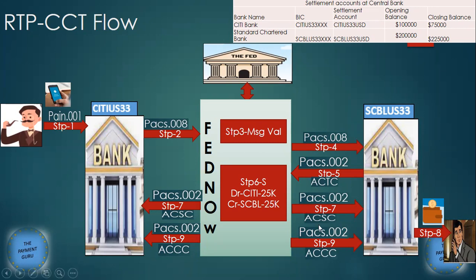The other one is ACSC, which the FEDNOW system would send out, which means that account posting completed. That means the settlement has happened to the master account.